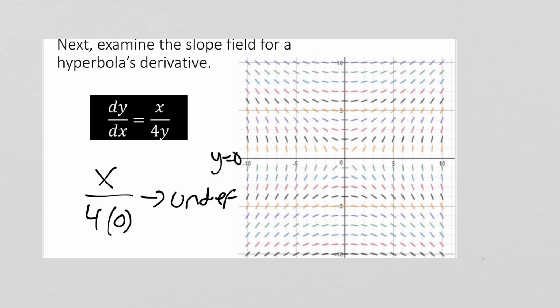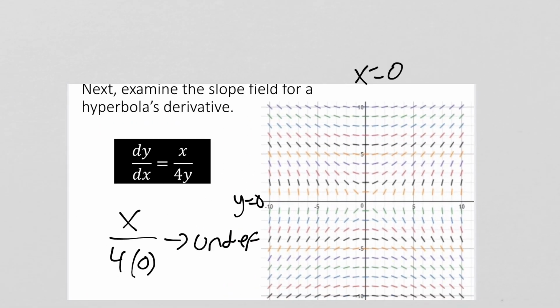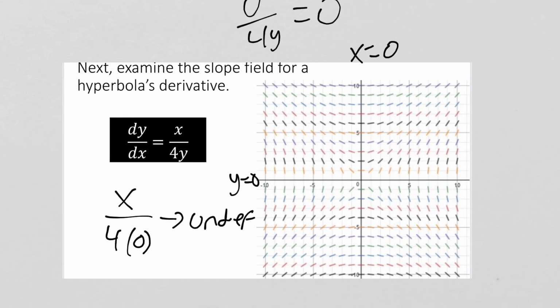All right. What about when x is 0? This is all the places where x is 0, and we notice that those slopes are flat. They're just horizontal lines, and that makes sense because if I do 0 divided by 4 times y, that's going to be equal to 0, so my slope is 0. Notice that as x gets bigger, the slope seems to get steeper, because that's making the numerator bigger. As the numerator gets bigger, the slope gets bigger. What about as the denominator gets bigger? As y gets bigger, it seems like the slope flattens out, because that's making the denominator bigger.